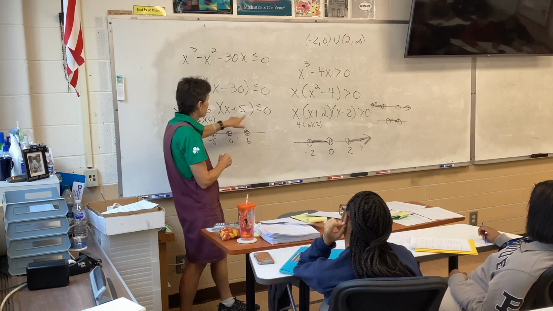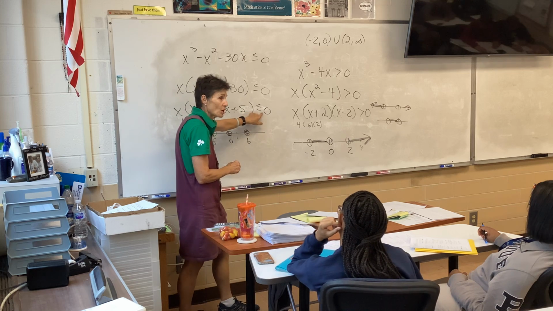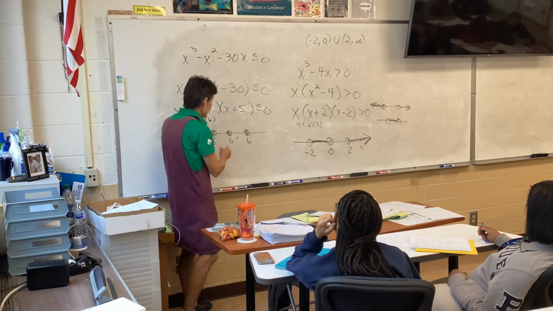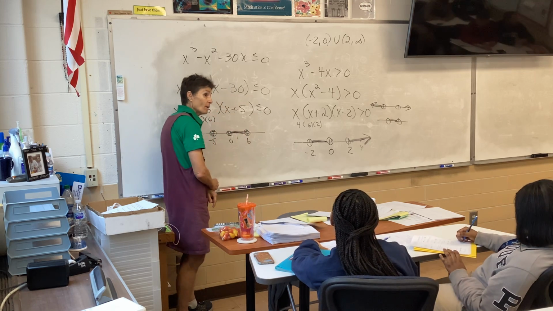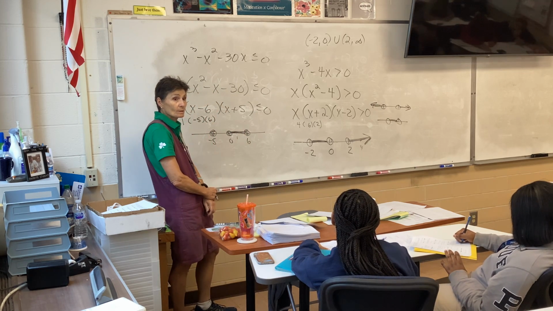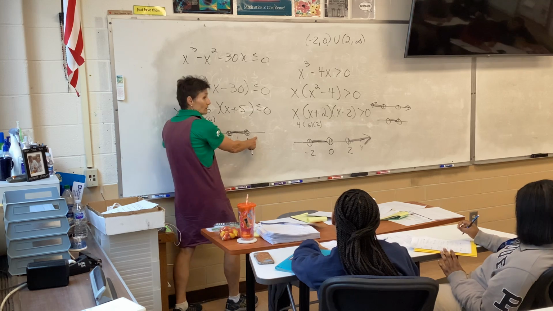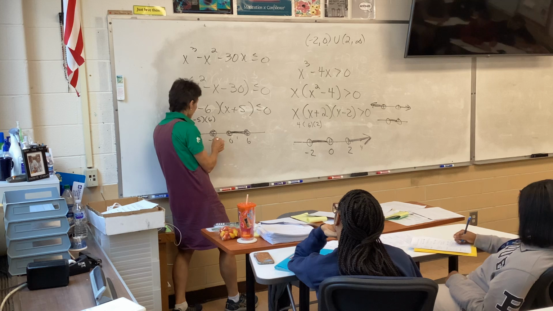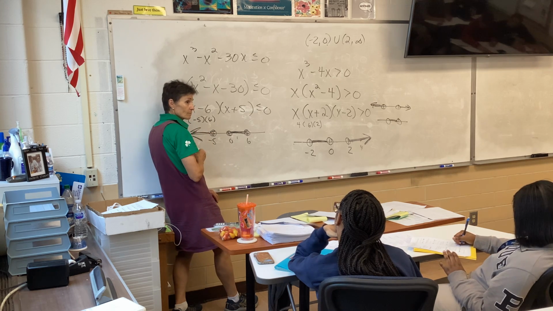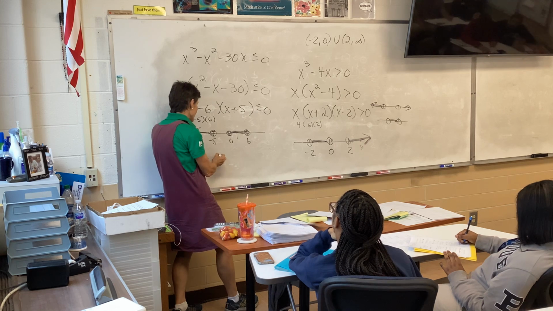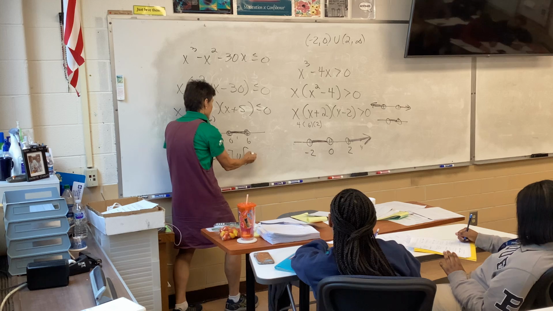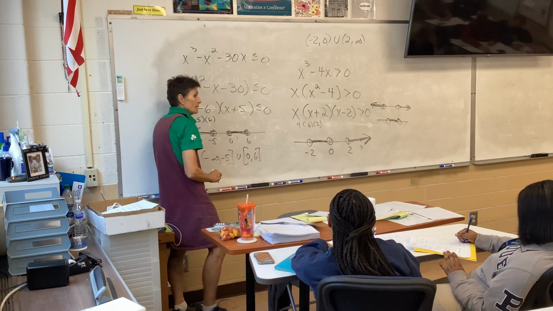Is -30 less than 0? This is my check right here, less than 0. It is, which means that I shade the area where it is, which means that will not be shaded. This will not be shaded, but this will be. So -infinity, -5, and 0, 6. Answer your question.